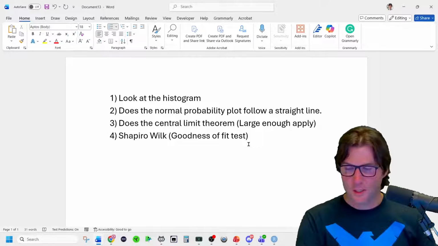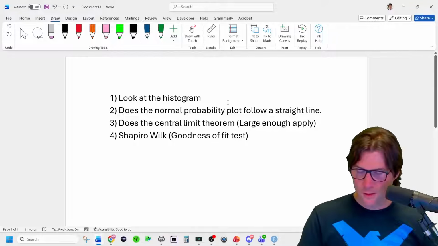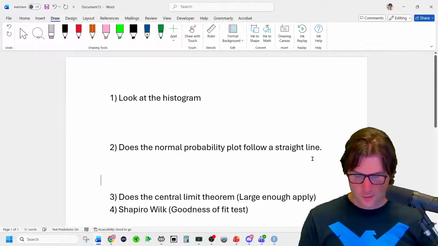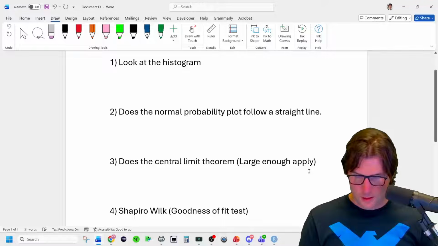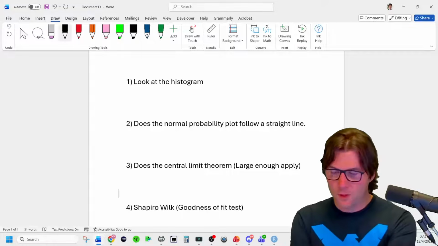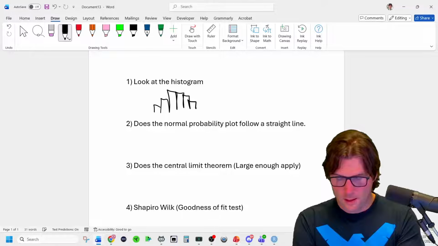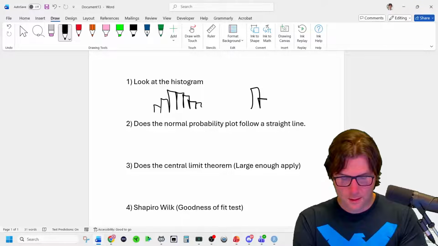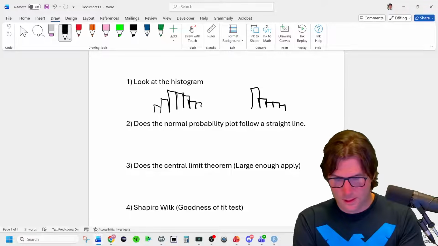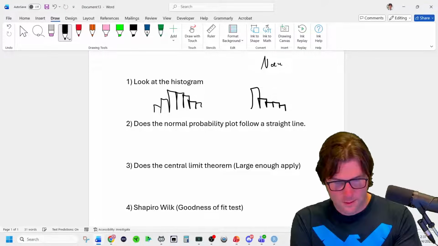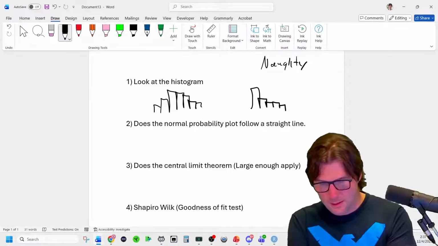So when you look at the histogram, what you're trying to do is see whether it looks normal. Think about what you're looking for. This would be good, and this would be bad. You can call it naughty. It's Christmas. Nice.